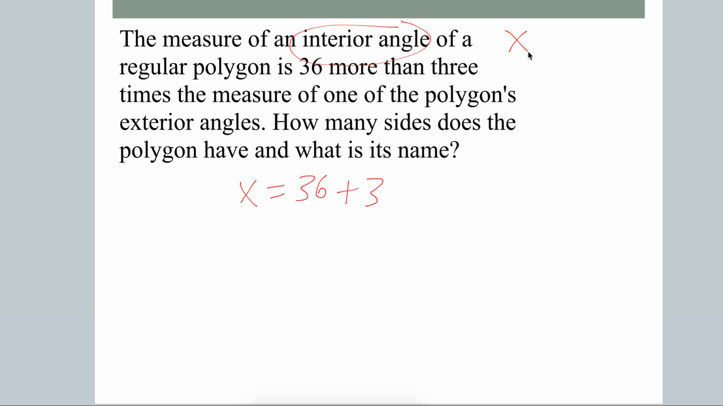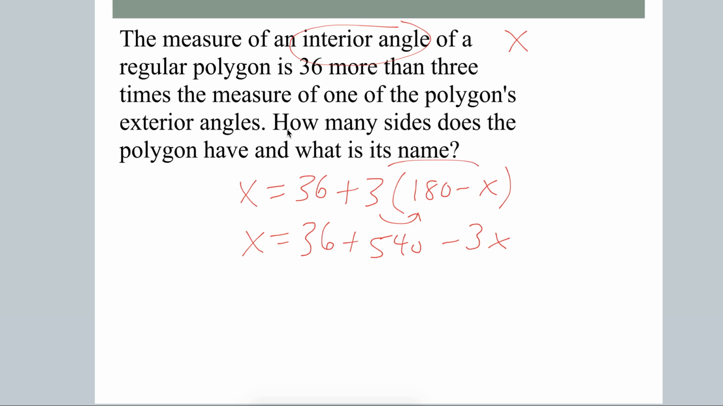So if x is the interior angle and it's 3 times the measure of its exterior angle, well, the exterior angle is just going to be 180 minus the interior angle x, right? Because in the previous slide, that's what we talked about. Interior angles and exterior angles add to 180. So then we just go ahead and solve this equation, distribute the 3 to the 180, we get 540, and then minus 3x.